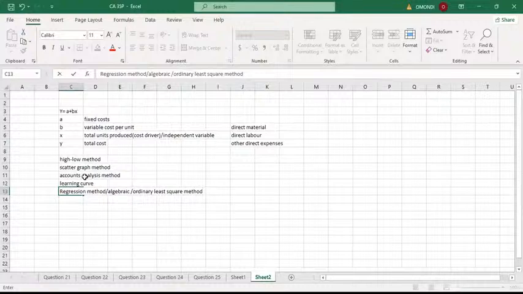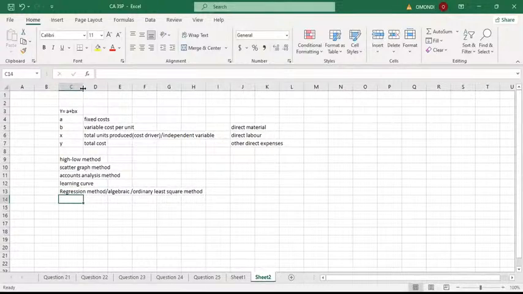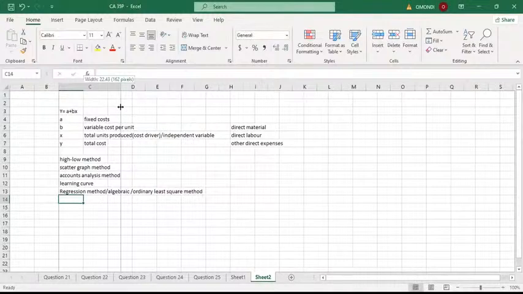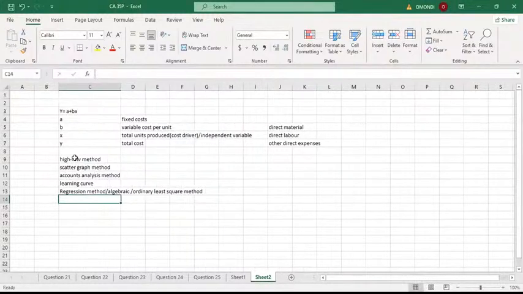These are some of the concepts which need to be covered there. So today we are looking at the regression concept. So out of all these methods here, of course, we can use scatter graph in Excel to solve the same questions concerning this concept. We can use high-low method. We can use accounts analysis. But our main interest here in this concept is by use of regression method.